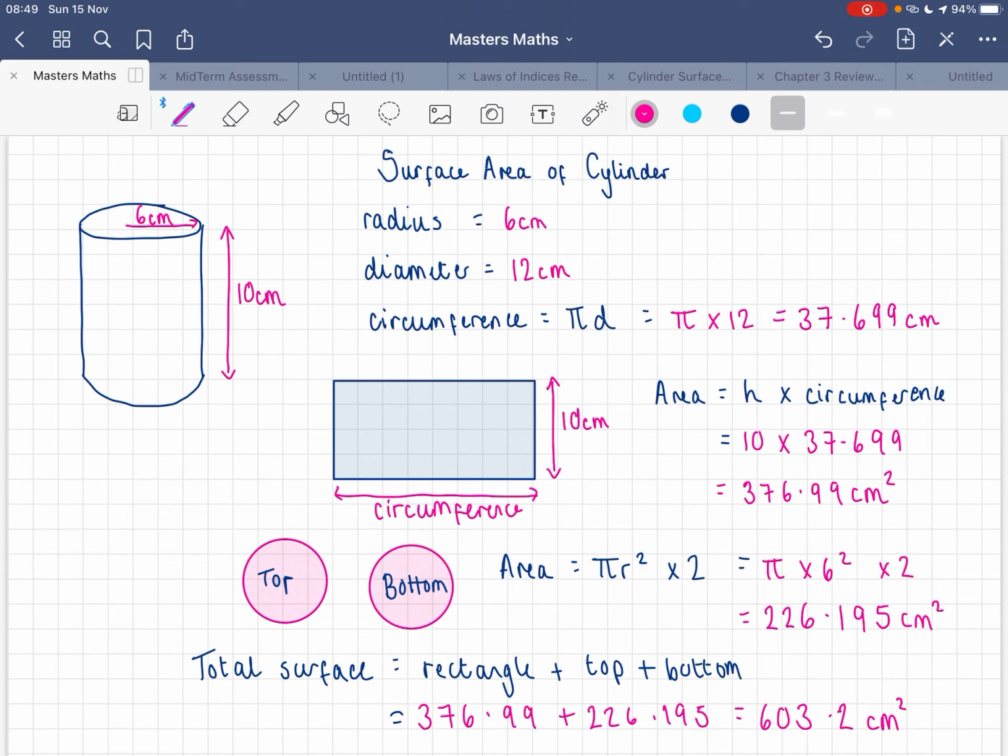If you follow those steps, you can't go wrong. So the bits that I would make sure you write down and include in your working are: write down what the radius is and the diameter, then calculate the circumference using the formula, the area of the rectangle using the height times by circumference, the area of the circles multiplied by 2 to work out the area of the top and the bottom together, and then remember to add it all up at the end.